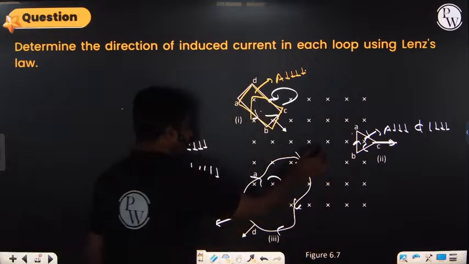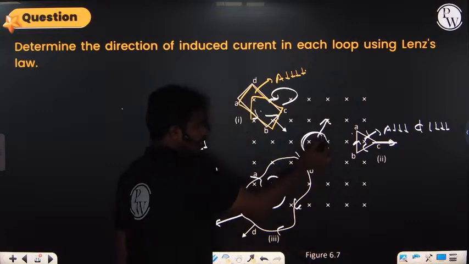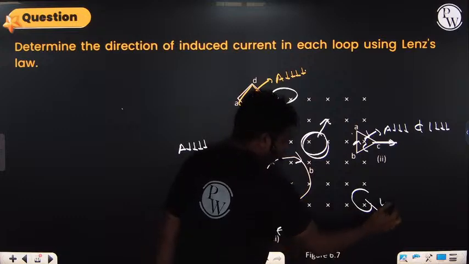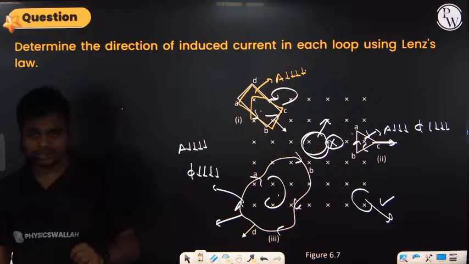And if the coil is inside and moving, no EMF will be induced because the coil has constant area and is moving inside the magnetic field. If it is coming out, EMF will be there. If not, EMF will not be there. So these are the points that we should keep in mind.